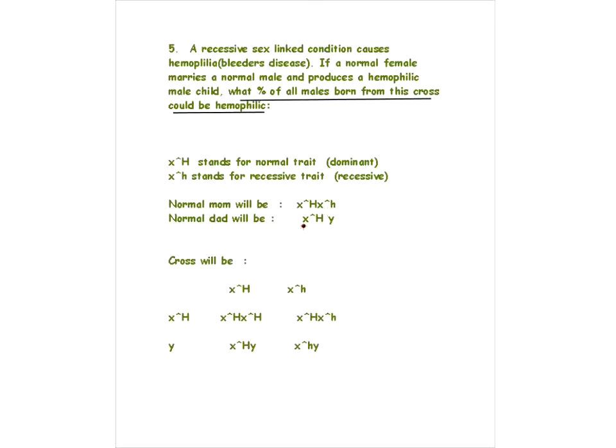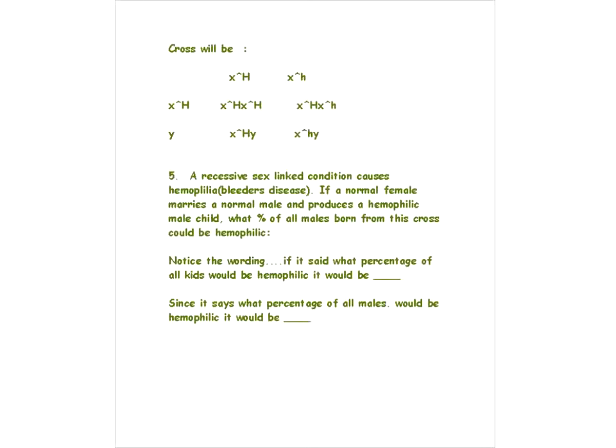Okay, so that's something we can get from the question. The question says the dad is normal as well. So dad is always XY instead of XX. So he's always just got plain Y, but as far as his X, it's got to be X capital H because he's normal, right? If it was X small h, he would have hemophilia. Okay, so we know what the parents' genes are. Now that we know what the parents' genes are, we can do the cross and then find out the answer to this question. Okay, so we do the solution here, and here's what we get.